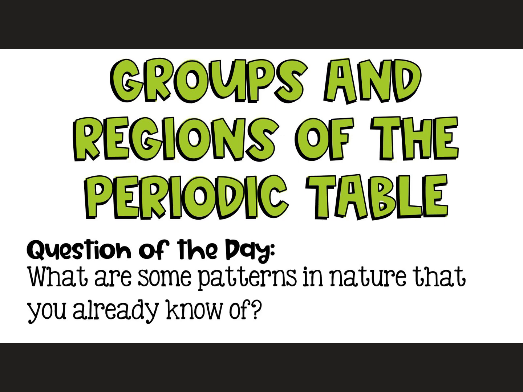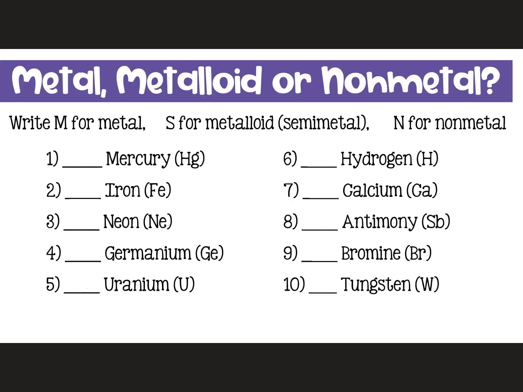Let's have a look at some examples involving groups and regions of the periodic table. Let's look at some examples of elements on the periodic table. We are going to determine if each is a metal, a metalloid, also known as a semi-metal, or a nonmetal. Mercury, Hg, is atomic number 80. It is a metal. Iron, Fe, is atomic number 26. It is also a metal.